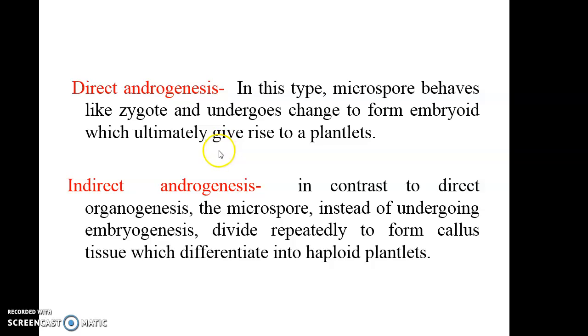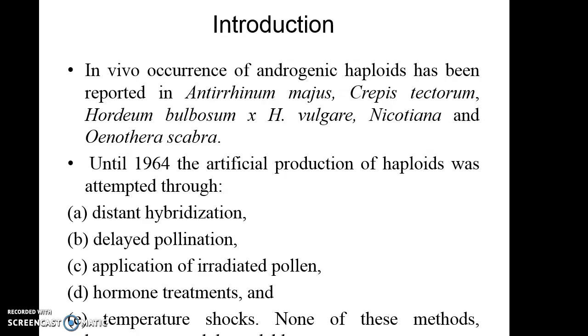And in indirect androgenesis, the microspore first divides and forms callus. Then the callus differentiates into haploid plantlets. Keep in mind, anther culture and pollen culture are used for haploid plant production. So this is about the definition. Now we will go for the introduction.